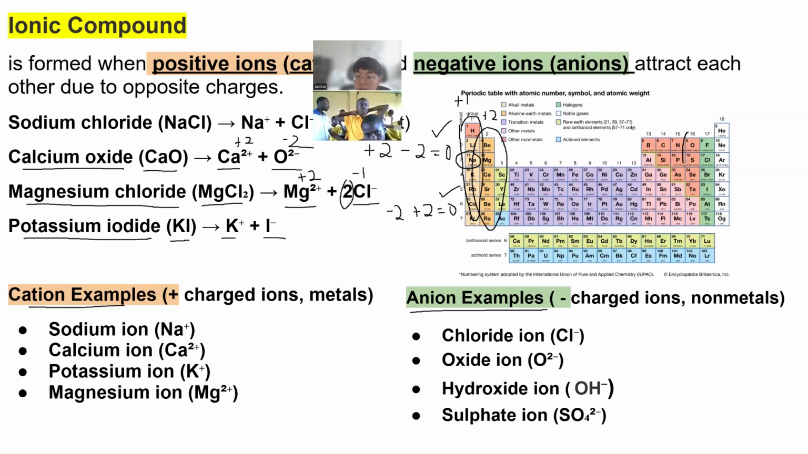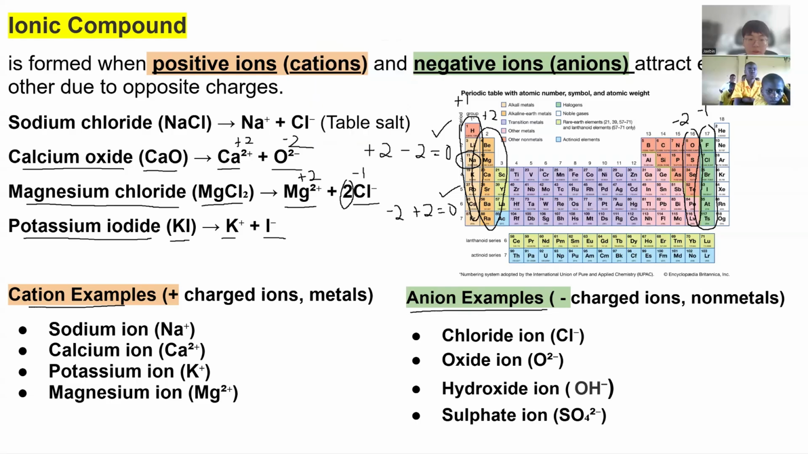And then over here, the second to last column has -2 charged ions. These atoms have -1 charged ions. That is how you get the ion charges. You look at the columns. Okay.